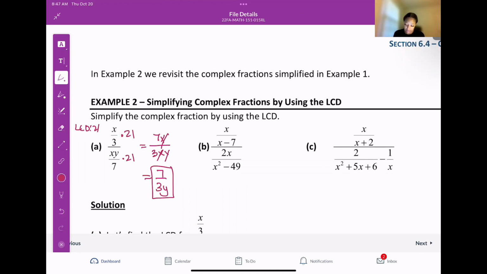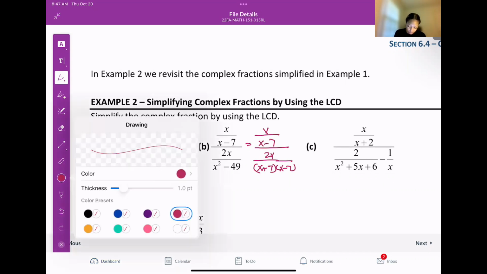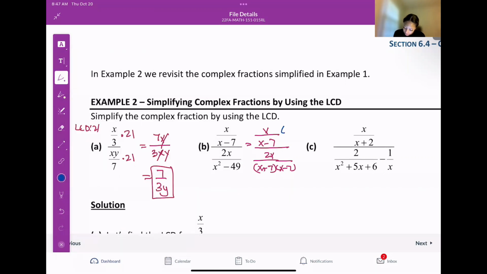All right, using the same idea for part B. In part B, our denominators are x minus 7 and, well, let's just factor this so that you can see it. 2x over x plus 7 times x minus 7. Okay, so the LCD would be the x squared minus 49 part, x plus 7 times x minus 7. This technique tells us we want to multiply the numerator by x plus 7 times x minus 7, and the denominator by x plus 7 times x minus 7.